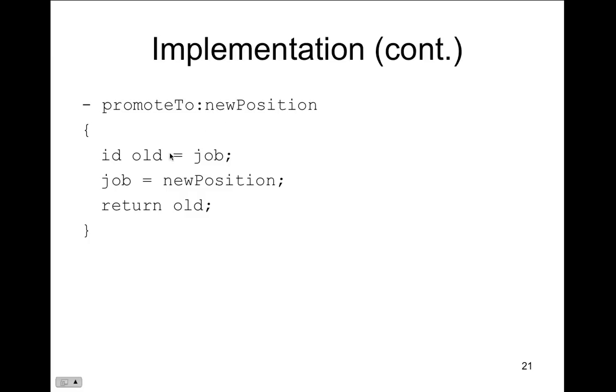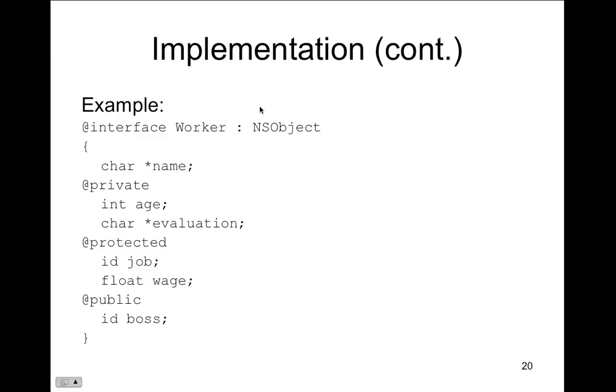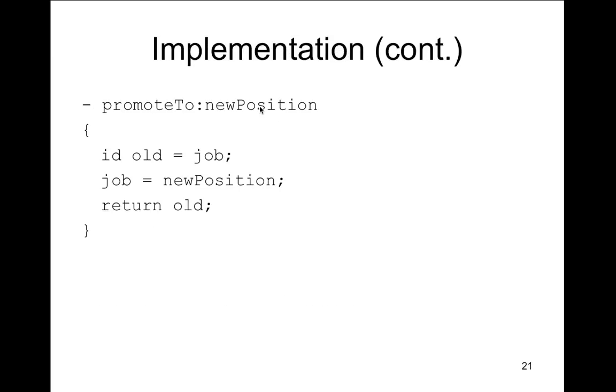That's where it's coming from implementation-wise. ID old is equal to job. ID is a new position. Return old. So the same return concept is there as well. The parameter list is different, obviously. The parameter says it's going to take on a new position here. So, in fact, this one is, that's an interface. Coming from inheritance, but this is basically specifying that there's a new position coming and then the job is going to be equal to the new position.